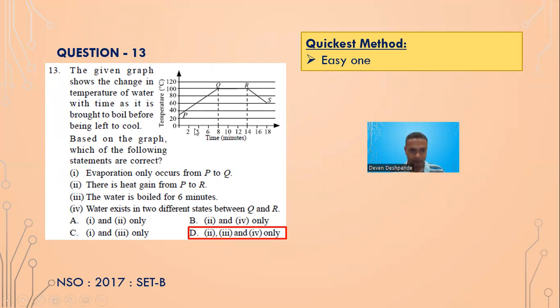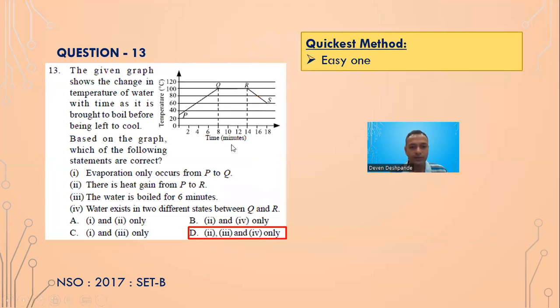So which of the following statements are correct? Evaporation only occurs from P to Q. No, evaporation doesn't occur only from P to Q. Evaporation occurs when the water reaches 100 degrees, isn't it? That's where the evaporation occurs. Heat is gained from P to R. Of course, heat is gained from P to R. Here from P to Q, heat is gained to heat the water, and from Q to R, heat is basically used to vaporize the water.